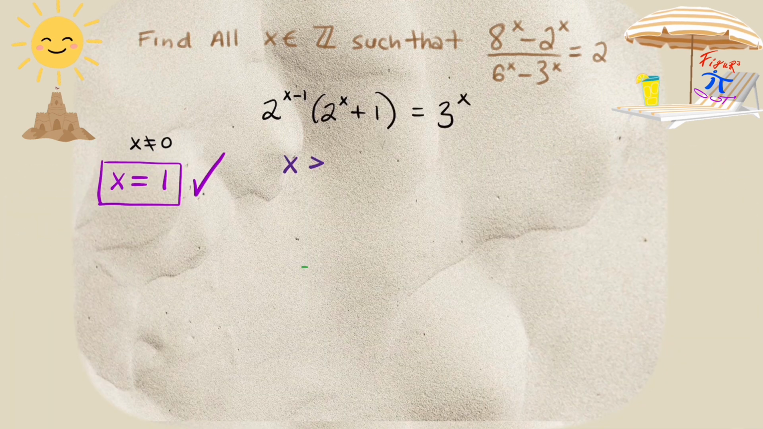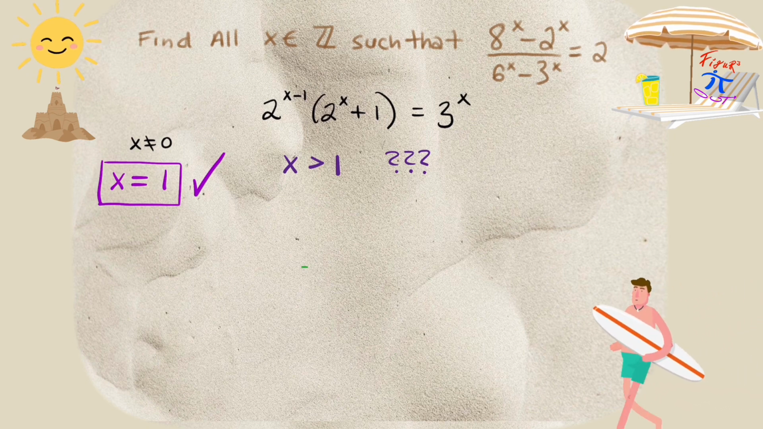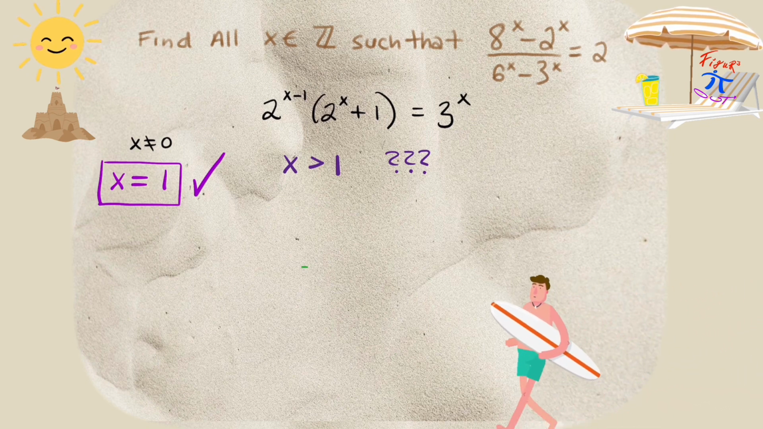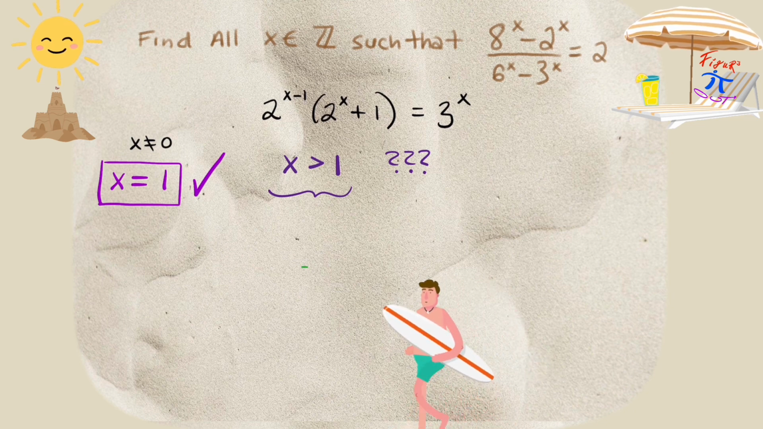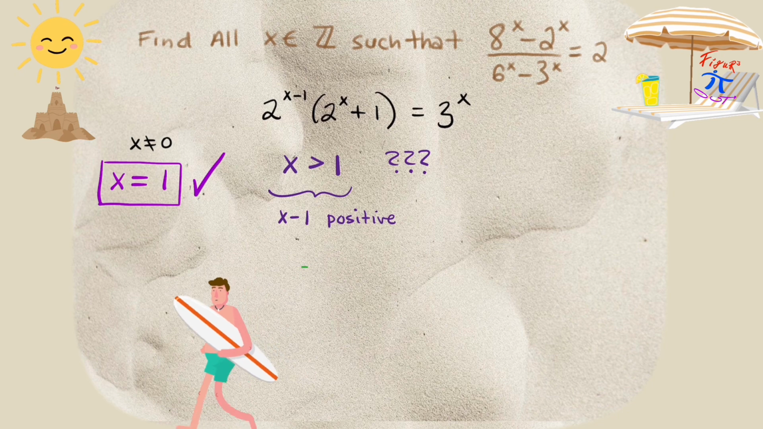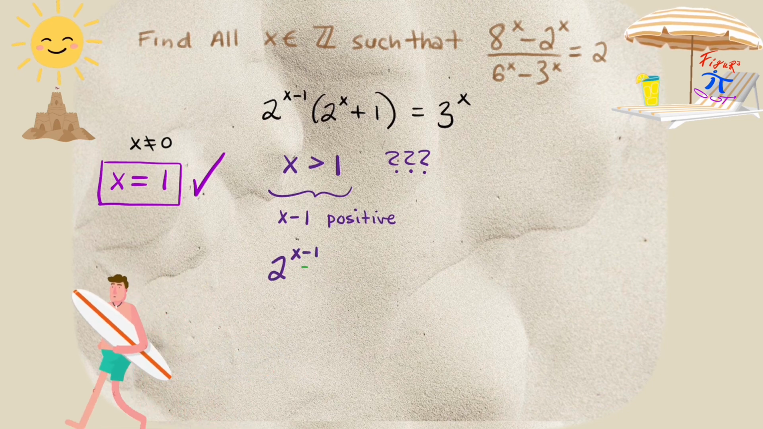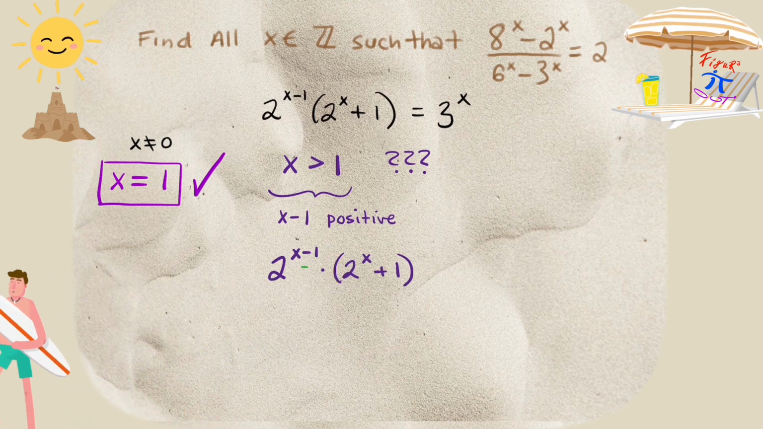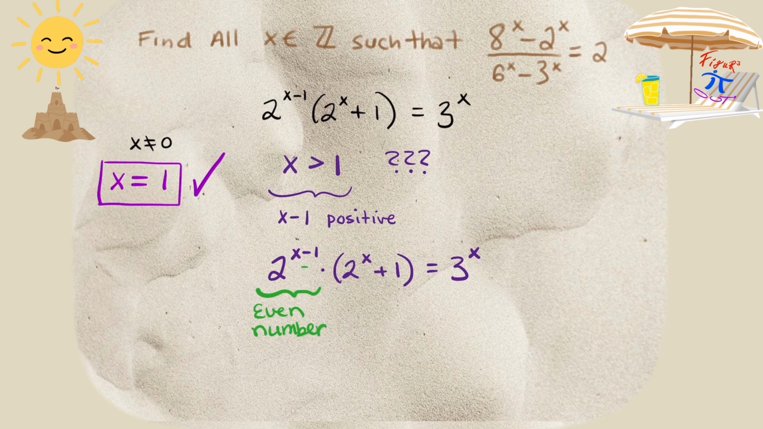Now let's consider all the solutions that might be greater than 1. And what we're going to show here is that there are no possible x values greater than 1 that can work in this equation. So if x is greater than 1, x minus 1 is positive. And 2 raised to the x minus 1 power multiplied by 2 to the x plus 1 equals 3 to the x power allows us to make this analysis.